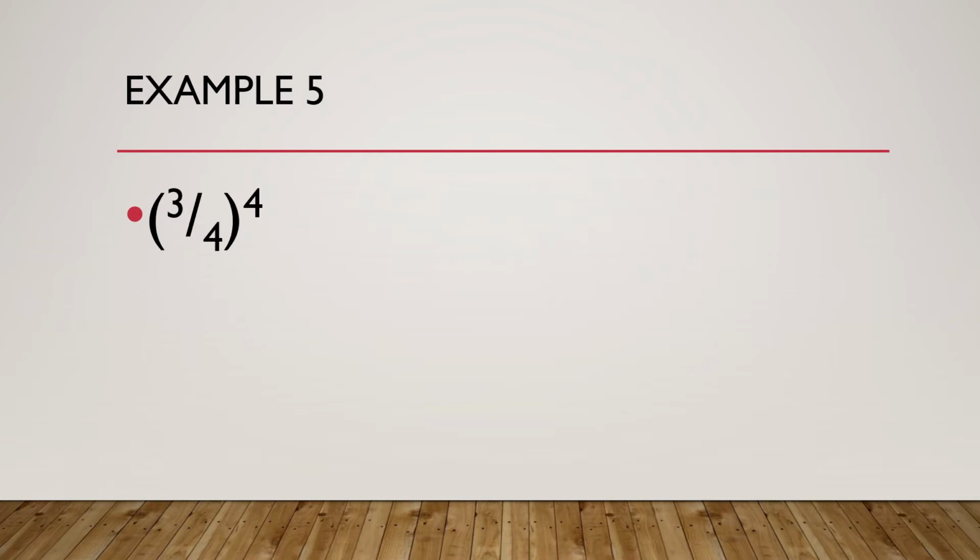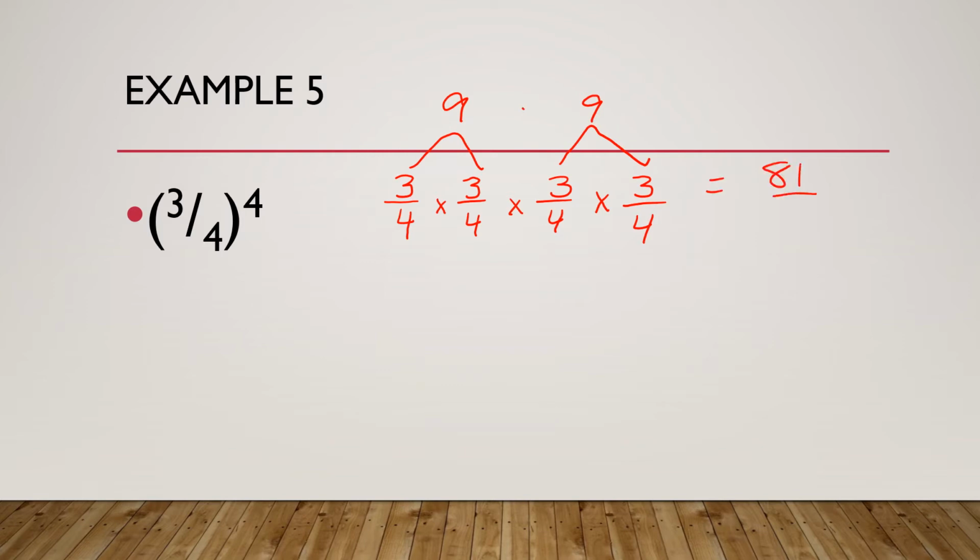Example 5, we've got 3/4 to the 4th power, so that's 3/4 times 3/4 times 3/4 times 3/4. So 3 times 3 is 9, and 3 times 3 is 9. And then we have 9 times 9, which is 81. Then on the bottom, we have 4 times 4, which is 16, and 4 times 4, which is 16.